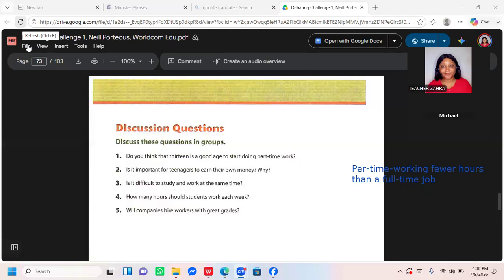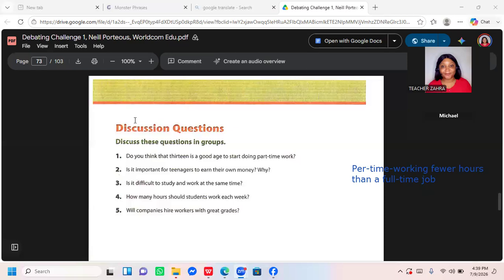So the next one, is it important for teenagers to earn their own money and why? Yes, it is. Because they learn to be more independent and how to save money. Okay. It teaches them to be more independent and how to save money, right? Yes. Okay. It also teaches them to be responsible, right? Yes. Okay.